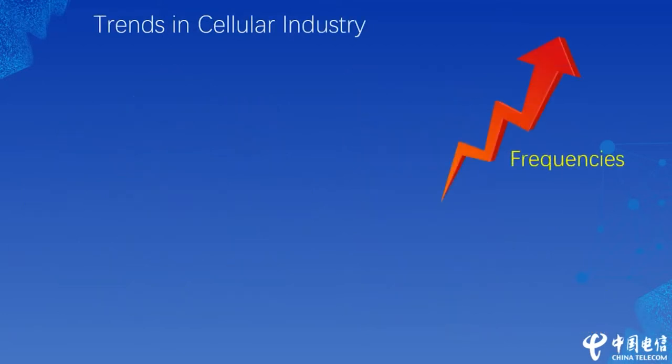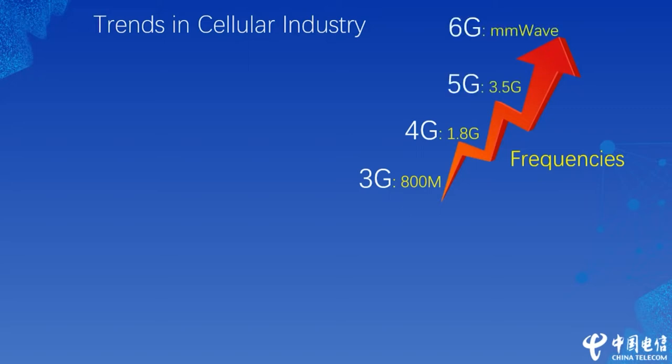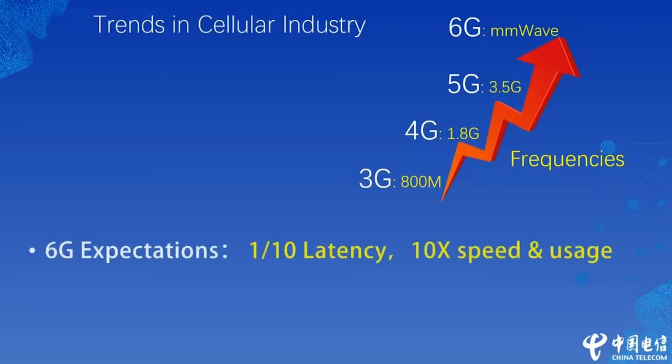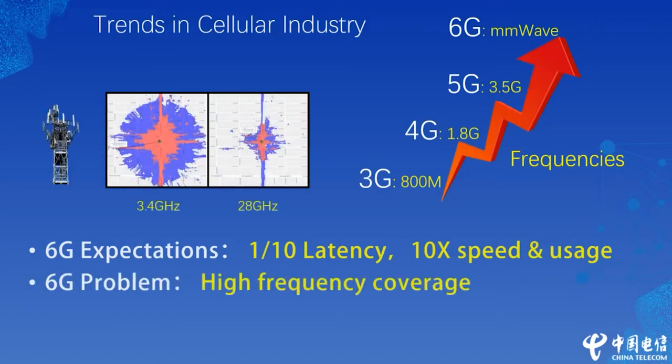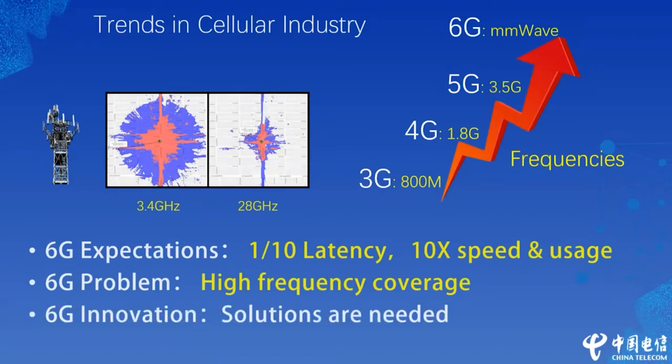The frequency spectrum has been rising. Indeed, China Telecom used 800 MHz for 3G, 1.8 GHz for 4G, 3.5 GHz for 5G. For 6G, at least the millimeter wave is expected. This is, of course, because the expectation of 6G is to reduce latency by 10 times and the speed and the usage by 10 times as well. This moving to high band will clearly cause serious problems in coverage due to the high path loss. Solutions for this problem have been one of the hotly pursued topics.